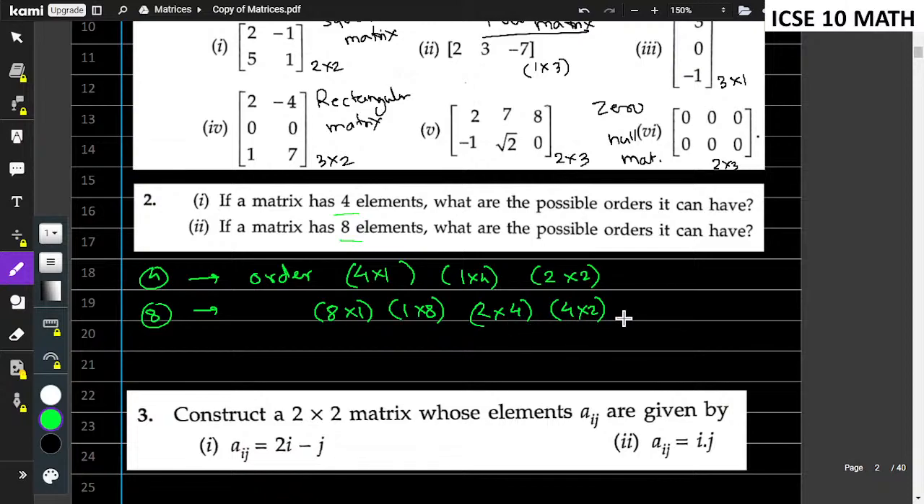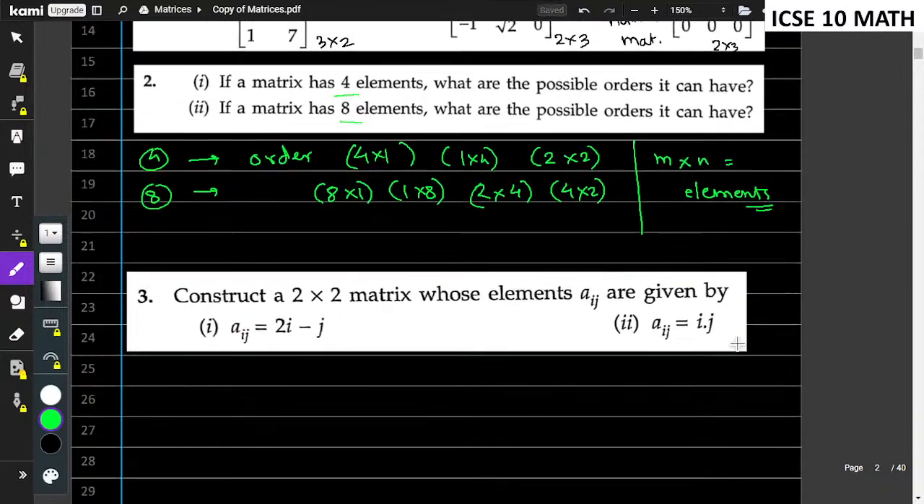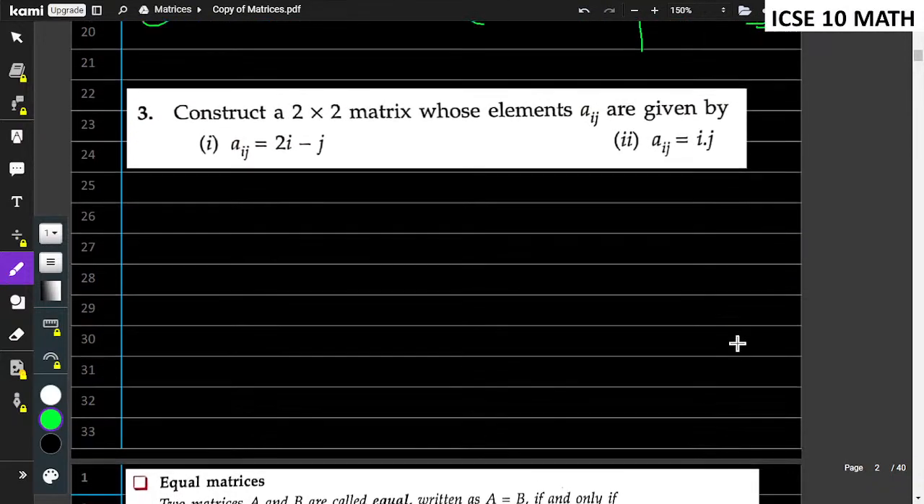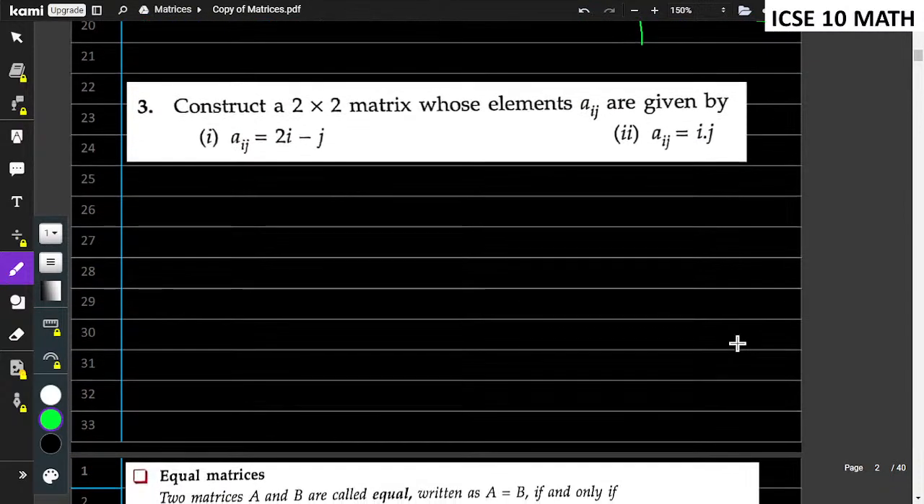So if you know, M is the number of rows, N is the number of columns. When we multiply them, we get the number of elements. So understood why it is important? M and N are giving us the elements. Alright, so these are the possible orders. Let's do this one. This is even more interesting. Let's go deeper into matrices.